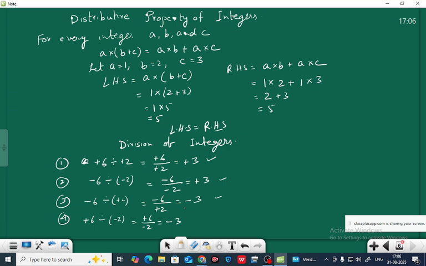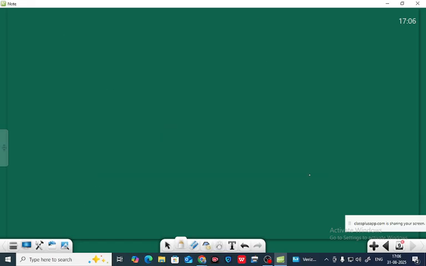Next, addition and subtraction of integers. I am going to tell you how to add the integers. Addition and subtraction of integers. How you add and subtract the integers.